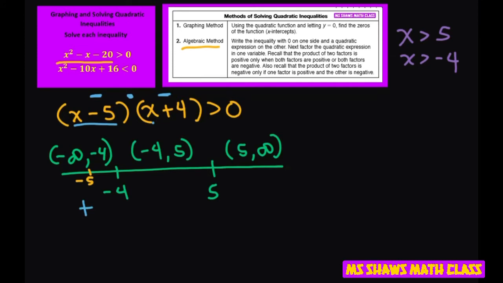Now let's pick a number between negative 4 and 5. 0 is always a good choice. You plug in 0, you get negative here and positive here. A negative times a positive is negative. Now let's plug in, say, 6 for this interval. If I plug in 6, I get positive, positive. A positive times a positive is positive. What we want is positive. Greater than 0 means positive. So where it's positive is here.